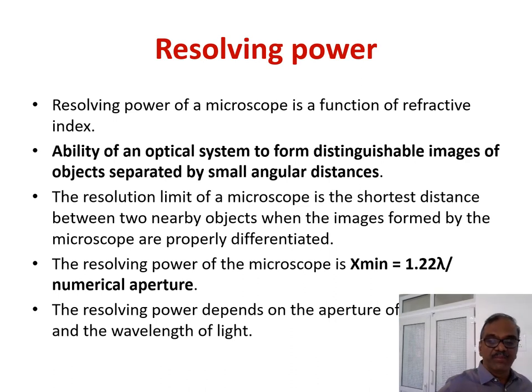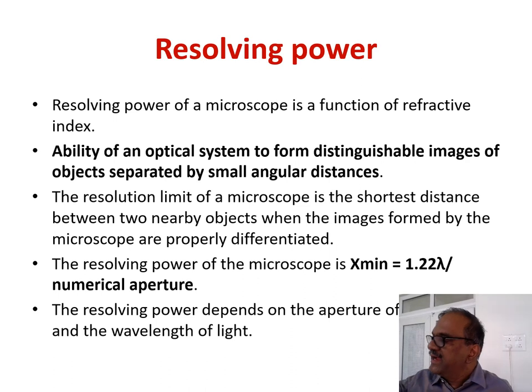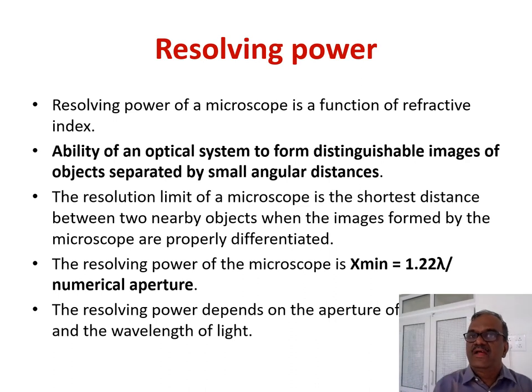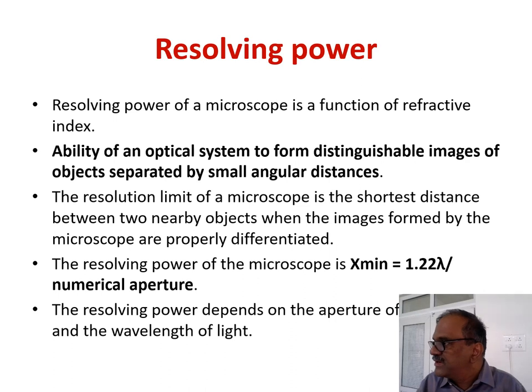So what is that? It is the ability of the optical system to form distinguishable images of objects separated by small angular distances. Just take your pen and make different dots on your paper: a dot, closer dots, then wider dots. How well are your eyes able to resolve the two different dots? If they are widely spaced, you are able to observe them clearly, so the resolving power is high. But if they are very close, you can't distinguish between the two dots. So how well you are able to resolve the distance between the two dots with the help of the particular refractive index, that is the resolution.